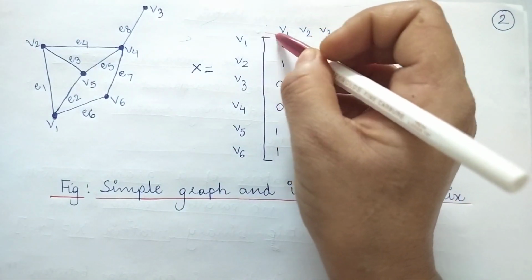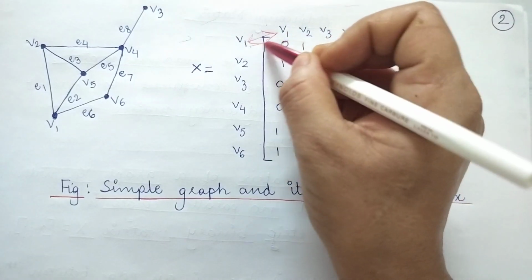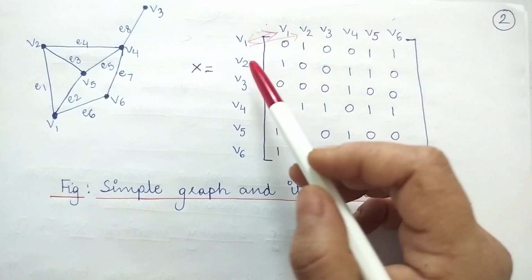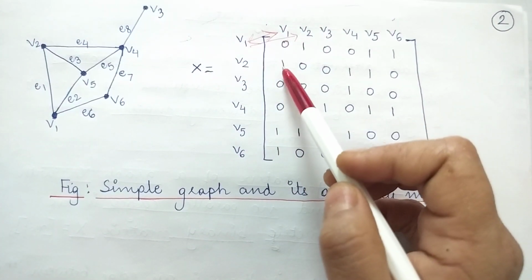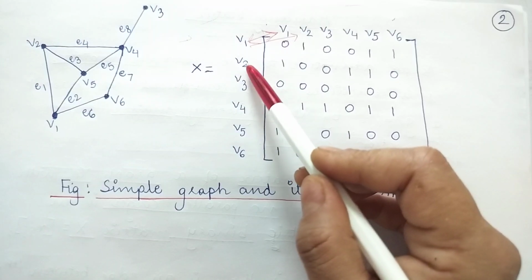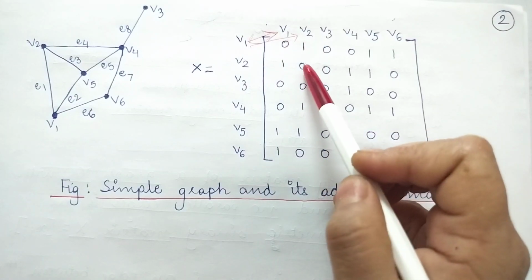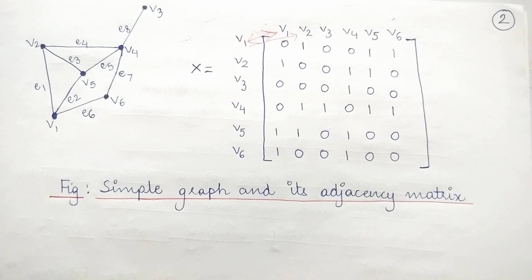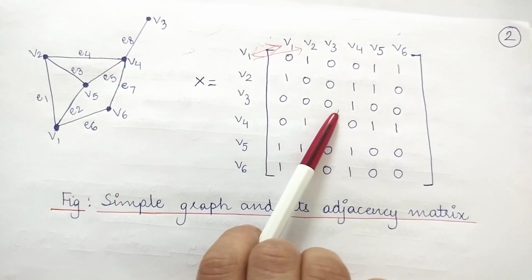Like there is no edge from v1 to v1, so a 0 here, but there is an edge from v1 to v2, so a 1 here. So anywhere you find an edge between any two vertices for the ith row and jth column, you place a 1 there, and anywhere you don't find an edge between the vertices at the ith row and jth column, you place a 0 there. So this is how you can draw the adjacency matrix for any connected graph. Now this is a simple graph and its adjacency matrix.